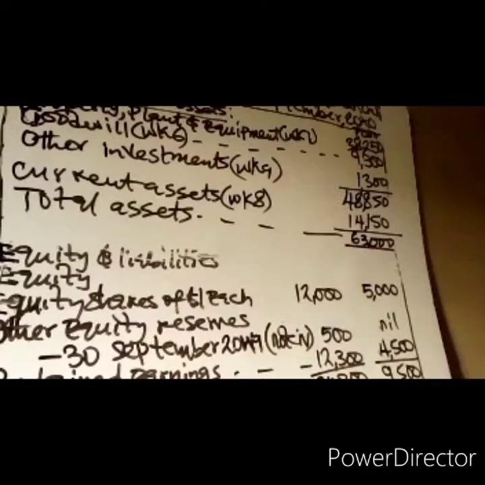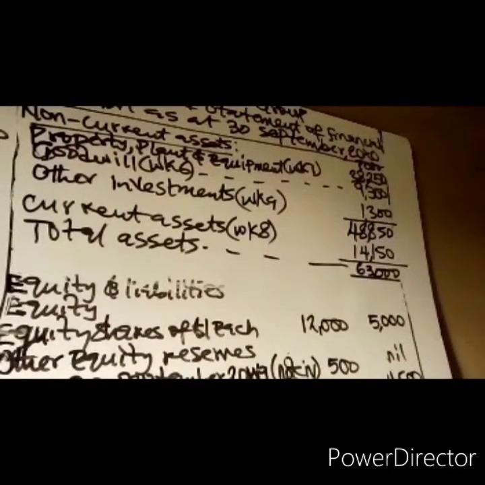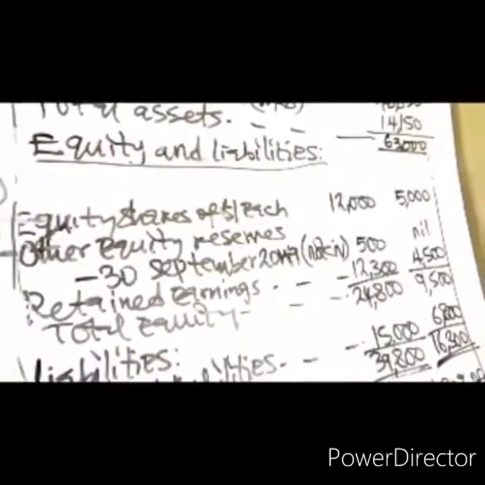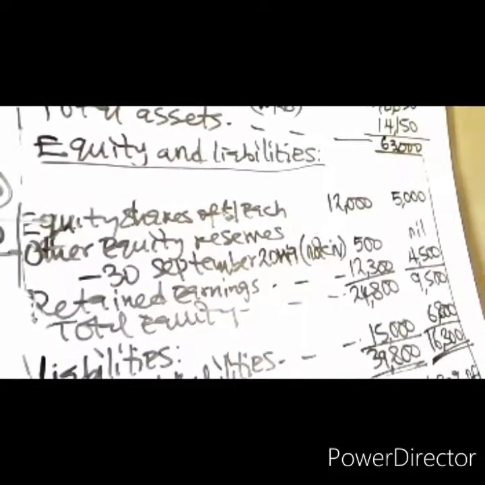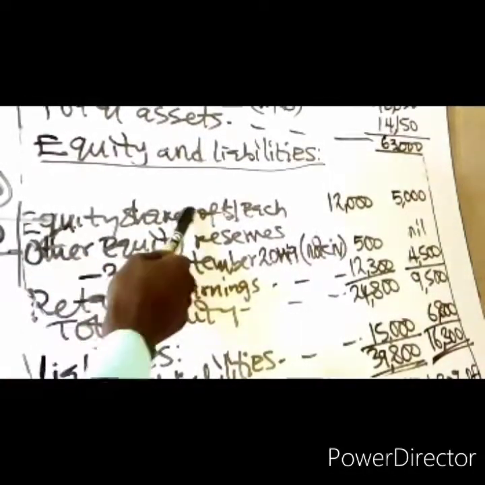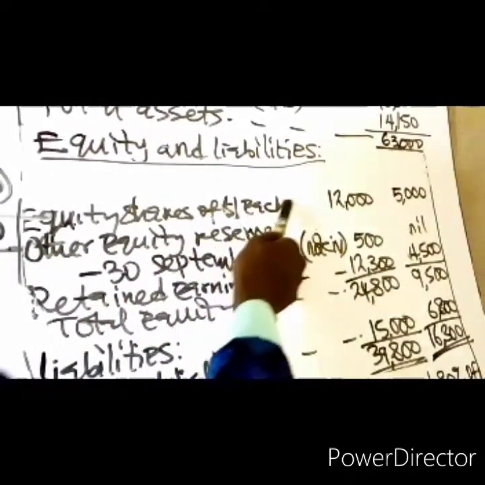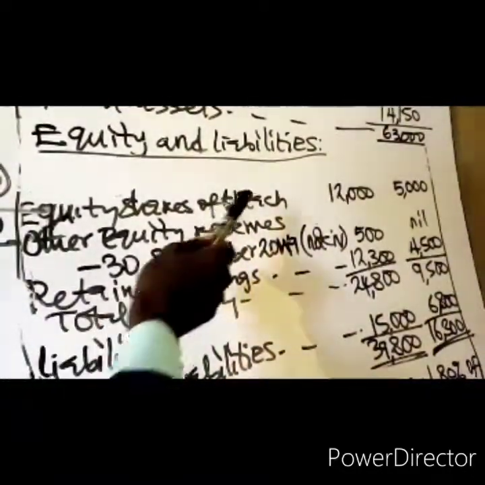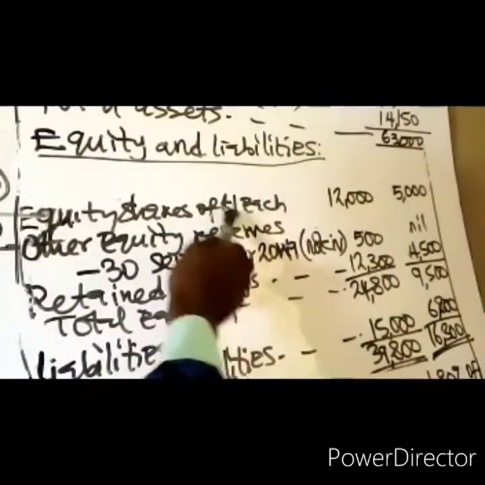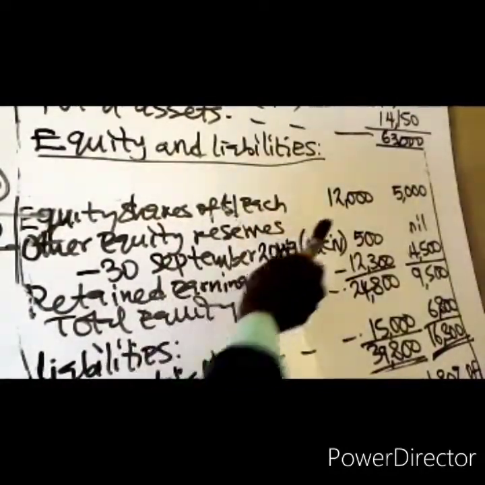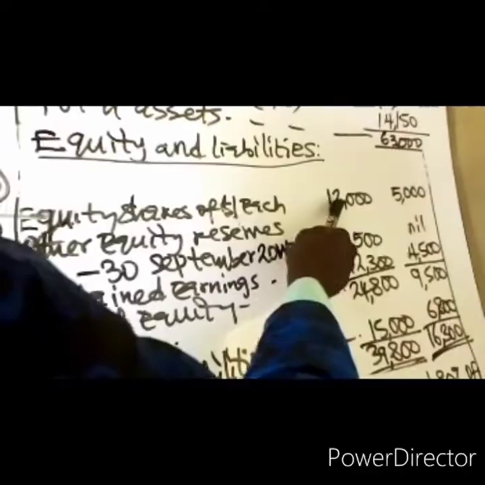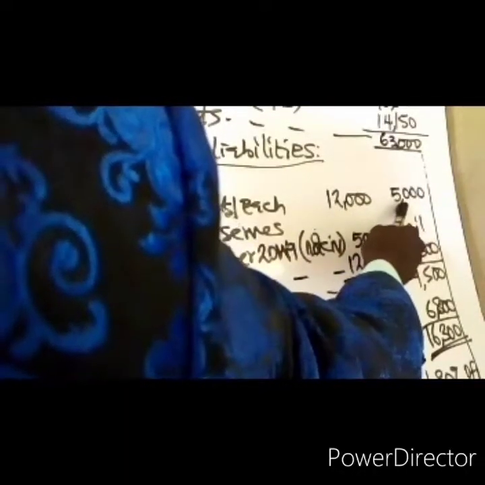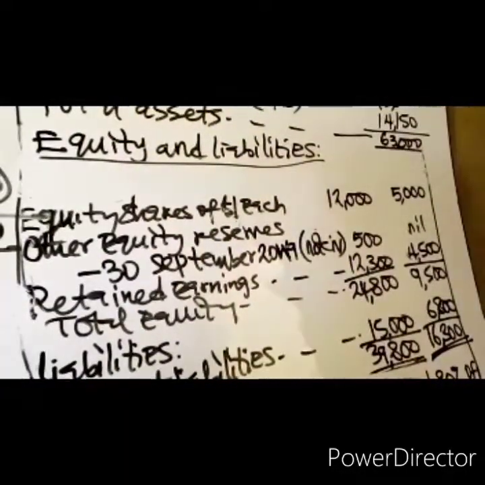Equity and liabilities. That is the next section of our consolidated statement of financial position. We have equity shares of $1 each. This is the par value of the company's share. The par value of the company's share is $1. Parent has 12 million shares, while subsidiary has 5 million shares.